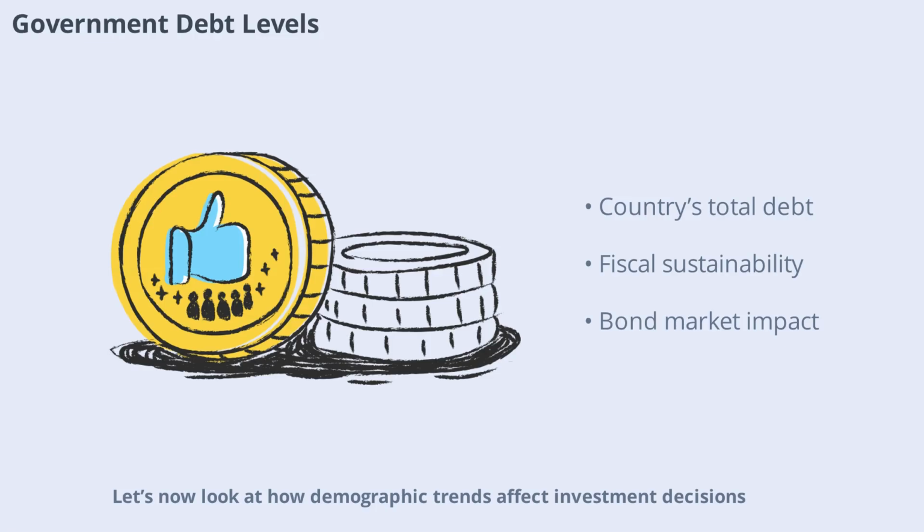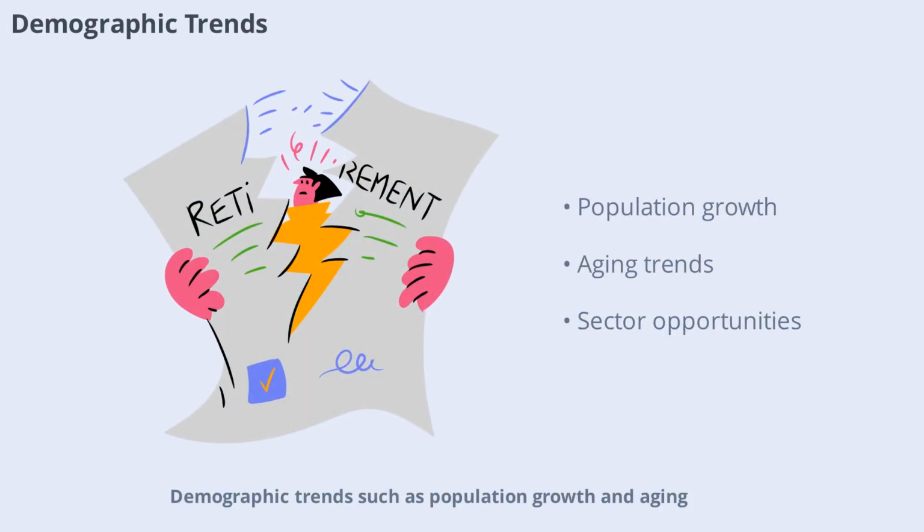Let's now look at how demographic trends affect investment decisions. Demographic trends, such as population growth and aging, can shape long-term investment opportunities. A growing population may boost demand for housing, education, and consumer goods, while an aging population can affect healthcare and retirement sectors. Investors analyze demographic data to identify emerging markets and sectors with growth potential.